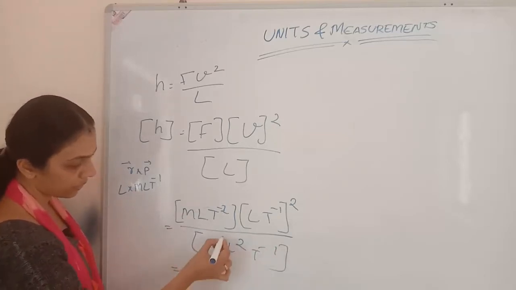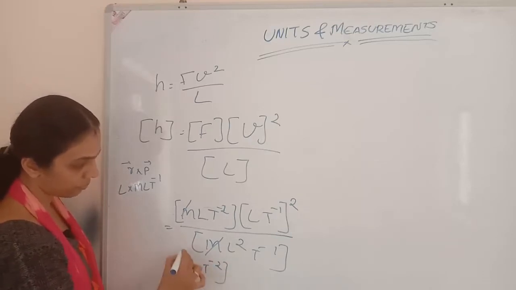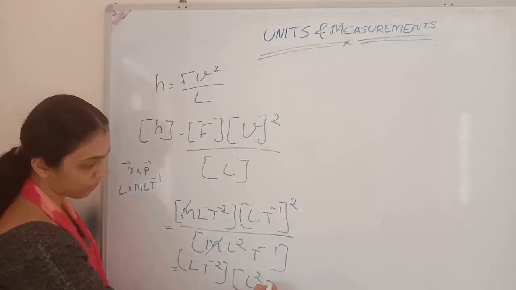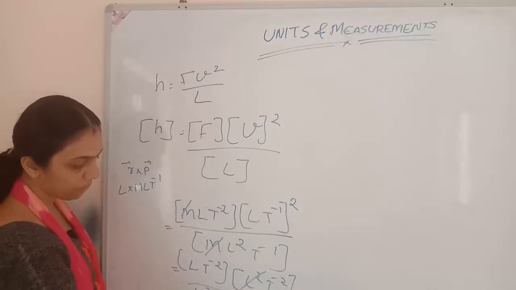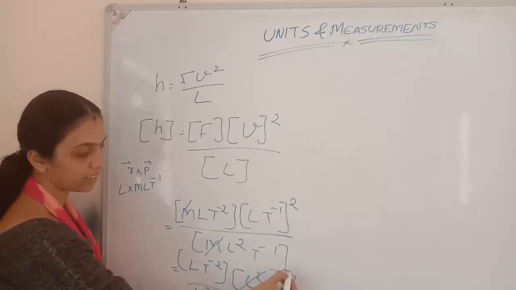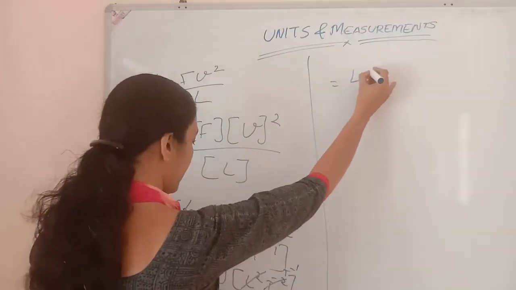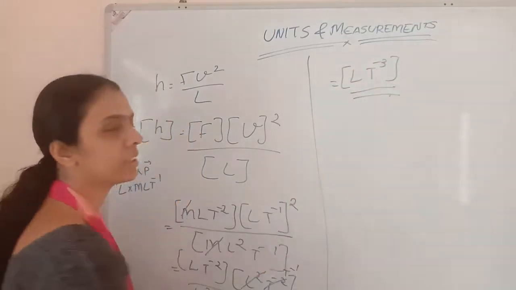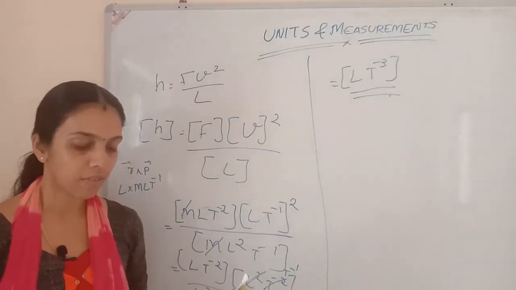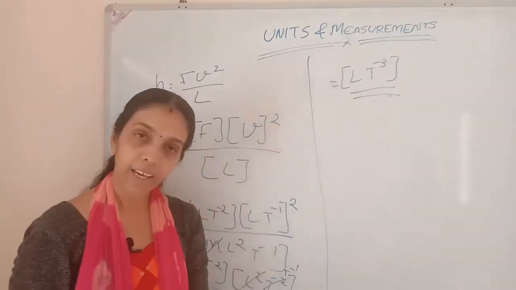Okay, so while we are solving, M will get cancelled. So MLT to the power minus 2, L square T to the power minus 2, divided by ML square T to the power minus 1. L square and L square will get cancelled. T to the power minus 2 and T to the power minus 1 combine, so we will get it as LT to the power minus 3. Okay, this is the expression for H. The dimensional formula for H is LT to the power minus 3. Clear?